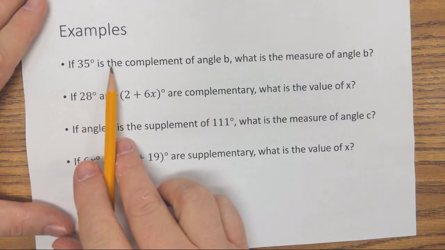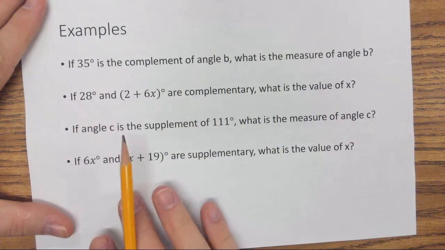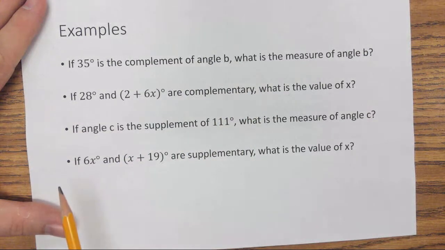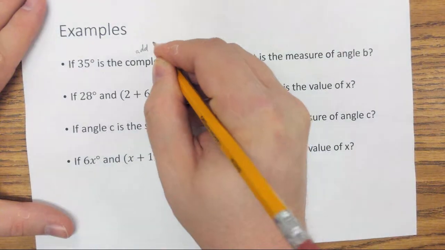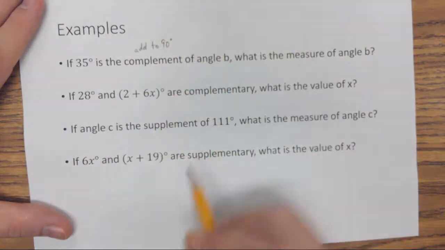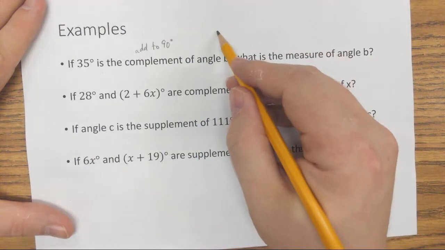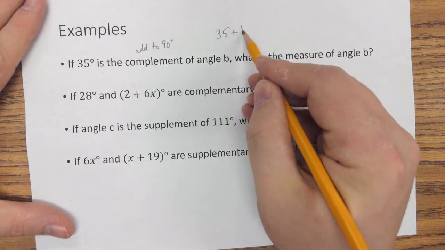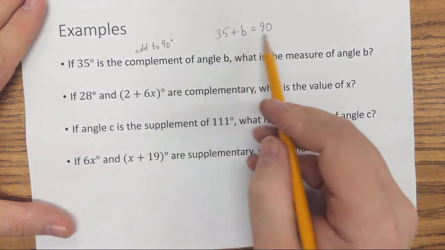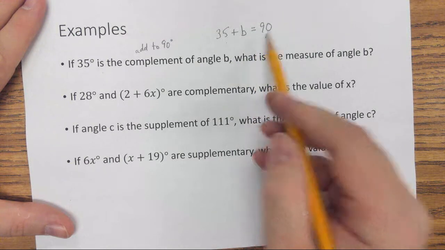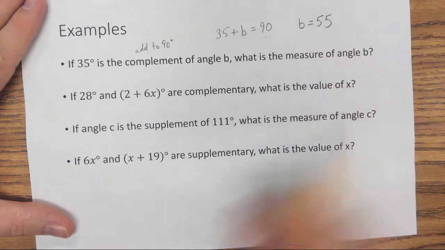So if 35 degrees is the complement of angle B, what is the measure of angle B? This is very similar to what we did with the x's and stuff earlier. Well, 35 degrees is the complement, remember, add to 90 degrees, of angle B. Then I know that 35 plus B has to be equal to 90. I'll subtract 35 from both sides. So then B has to be 55.